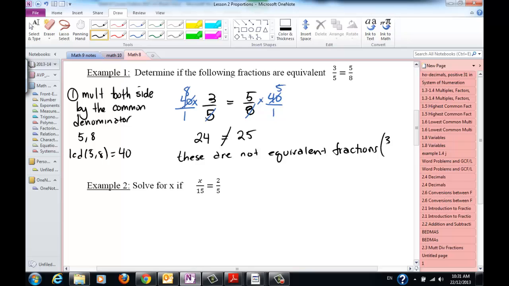I'll just put the fractions in brackets here. If they were equivalent, then the left-hand side would have to equal the right-hand side. Because the left-hand side does not equal the right-hand side, they cannot be equivalent fractions. I'll put that in brackets.